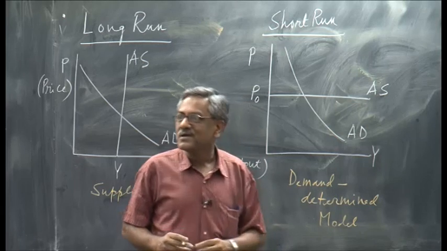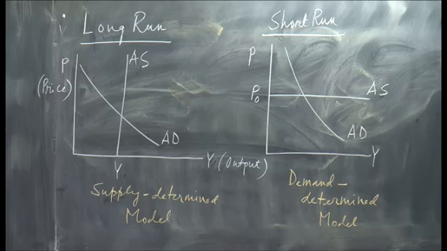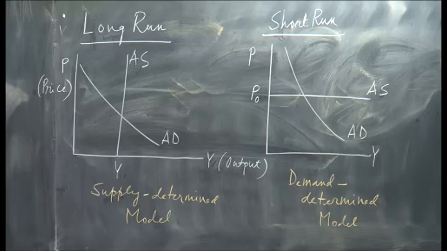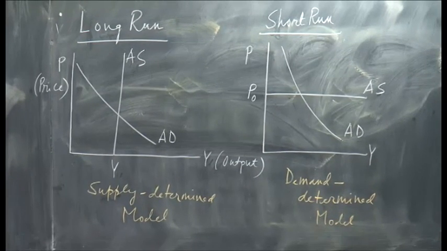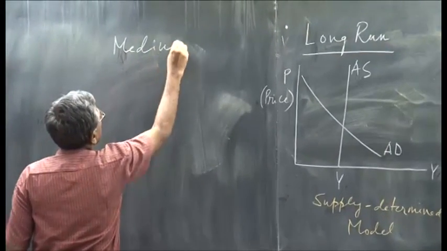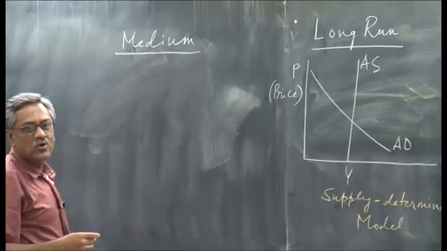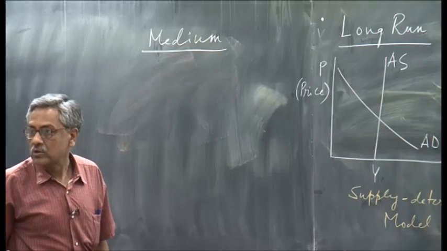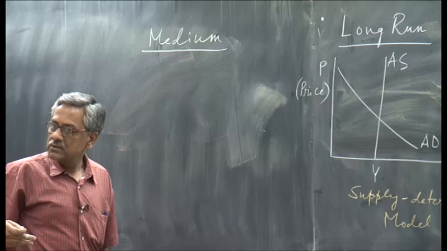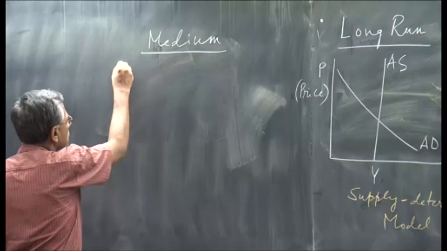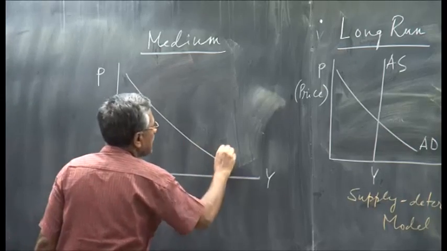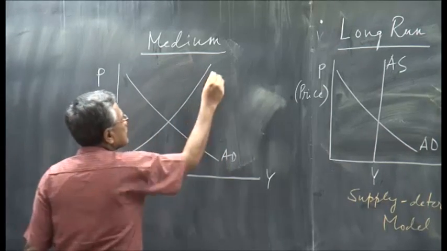Now, a medium run model that we also talk about. In fact, later I won't use medium run. I will call all of them short run. But for the time being, I'm calling it medium run model. The medium run model that we often deal with in this course is a more reasonable model: you allow both the supply curve and the demand curve to play a role. So it is neither supply determined nor purely demand determined. If you have Y here and P here, you have an aggregate demand curve like this, and an aggregate supply curve like this.